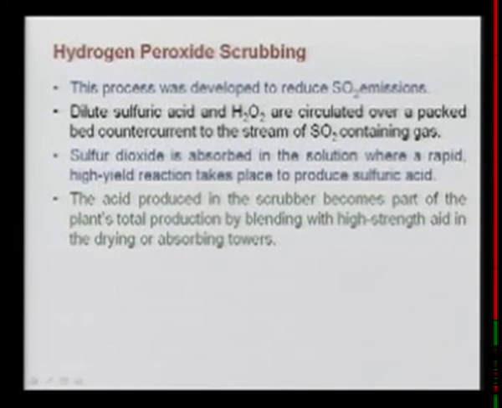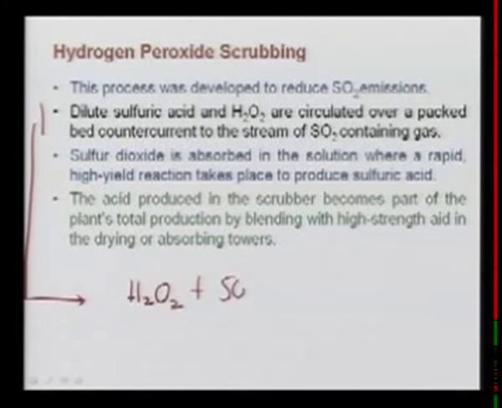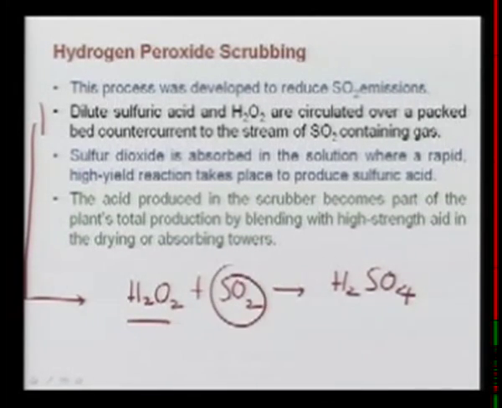what you can see here, this process was developed to reduce the SO2 emissions. Dilute sulfuric acid and H2O2 are circulated over the packed bed in the countercurrent direction to the stream of SO2 containing gas. This is really what is happening in here. Maybe I can write the equation here: H2O2 plus SO2. H2O2 is a strong oxidizing agent, and it will make the H2SO4, and almost all this SO2 will be taken care of.